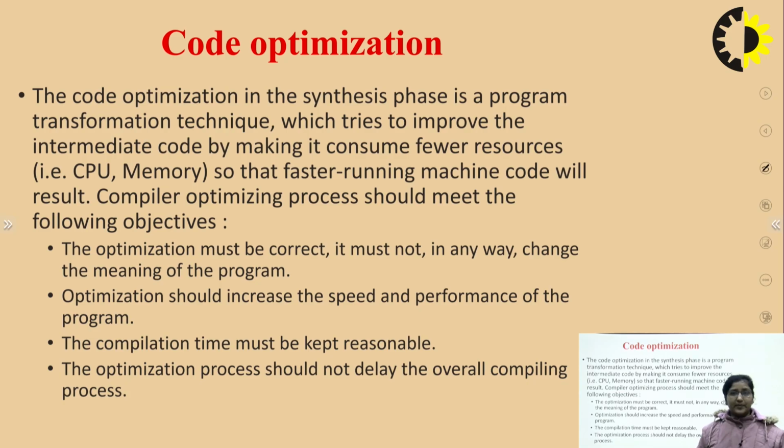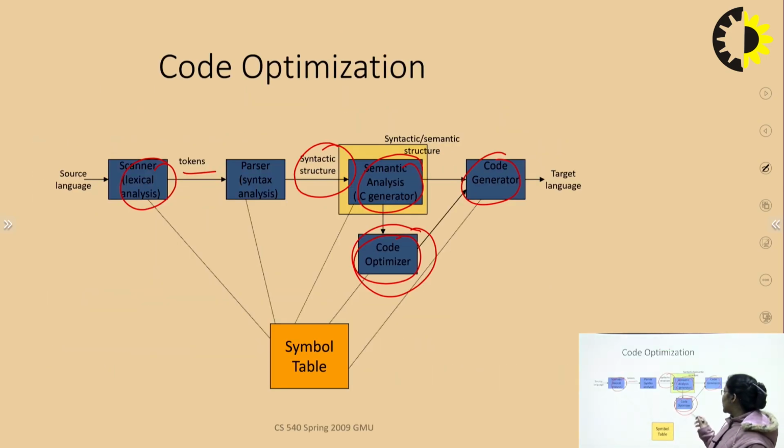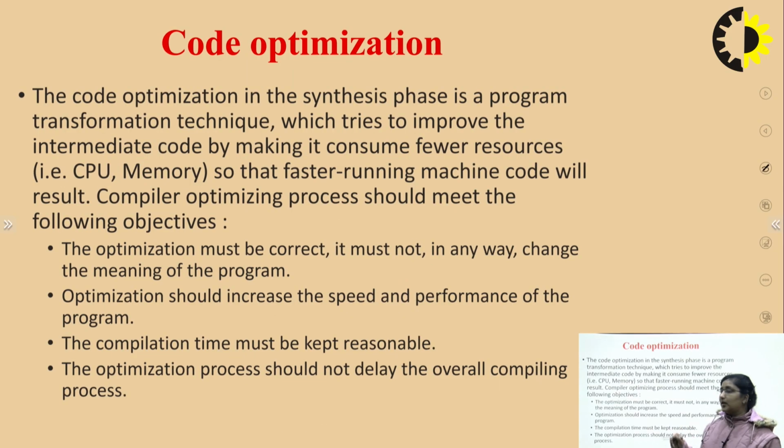What is code optimization? As we have seen, the code optimizer is the synthesis phase of the program. In the synthesis phase, it is a program transformation technique in which we try to improve the intermediate code by consuming fewer resources, such as CPU, memory, etc. We want these to be minimum so that the computing time is much faster. In code optimization, we are trying to do that only.